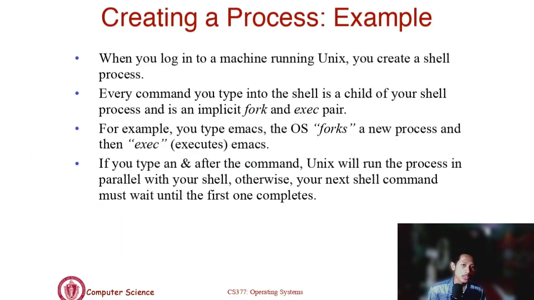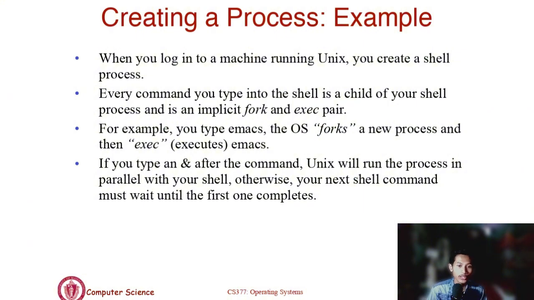So let's illustrate the process creation mechanism with a practical example in a Unix-based system. When you log in to a machine running Unix, you initiate a shell process. So this shell serves as your command interpreter, facilitating interaction with the operating system. And every command you enter into the shell spawns a child process of your shell. So this process creation follows an implicit fork and exec pair.